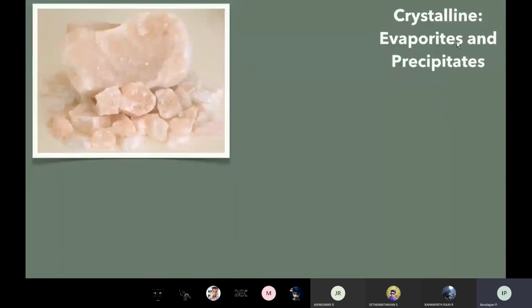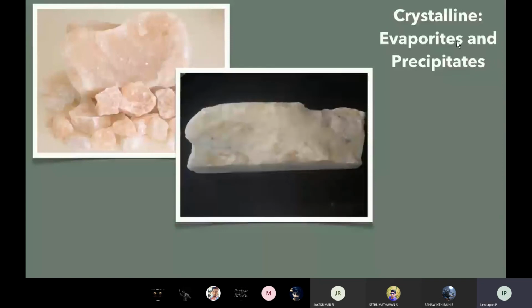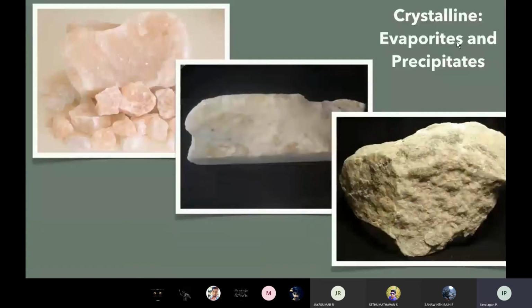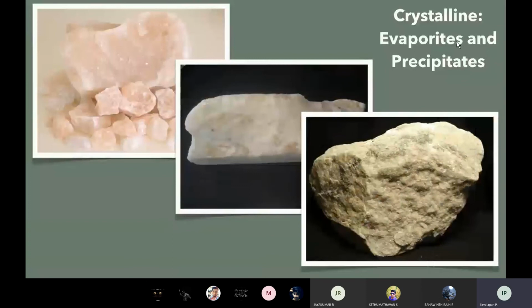This is why it's called an evaporite. This is also why it's called crystalline, because it's crystals of salt that were left behind after evaporation occurred. We also get other rocks like rock gypsum and dolostone that form in similar ways. Just to mention the precipitate, this is a similar process.